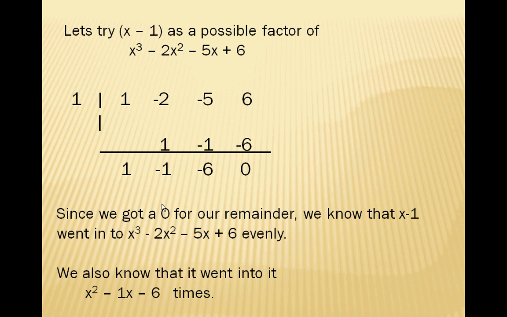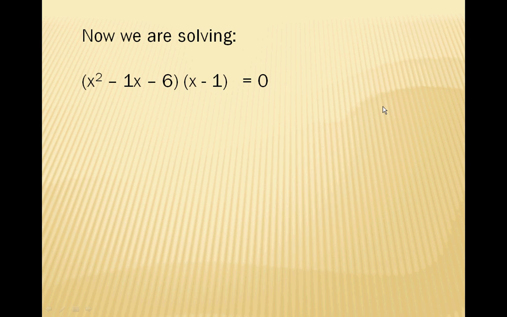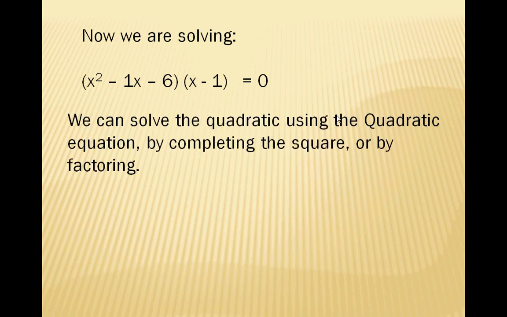So then we also know that it goes in 1x squared minus x minus 6 times. So we know that x squared minus x minus 6 times x minus 1 gives us our original polynomial. So now we have this to solve, and we can solve quadratics. We can use our quadratic formula, we can complete the square, or we can factor, if it can be factored. And this one can be factored.